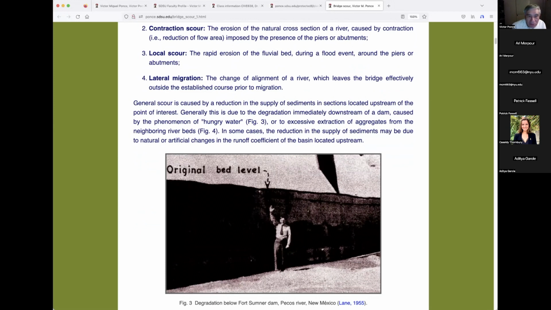General scour is caused by a reduction in the supply of sediments in sections loaded upstream. Generally, this is due to the degradation immediately downstream of a dam, caused by the phenomenon of hungry water. This is something that our Professor Lane contributed a whole lot in the year 1955 when he wrote that famous paper, or I guess you could say that seminal paper on the Lane relation, which we already have covered extensively in this class.